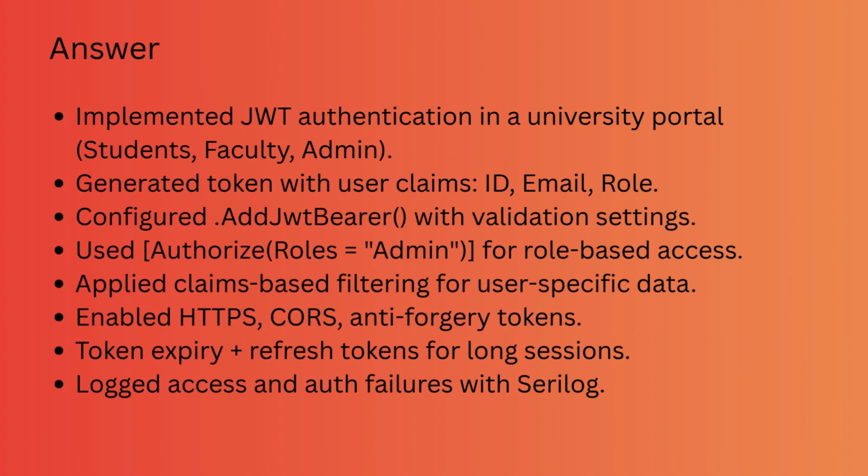Step 3. Claims-based access for fine-grained control. Sometimes roles alone aren't enough. Let's say a student wants to view their marks. We don't want them seeing anyone else's. So we extract their user ID from the token using a claim like NameIdentifier. Then, in the service layer, we filter the data based on that ID, ensuring they only access their personal records. This approach allows granular data isolation while keeping the logic clean and reusable.